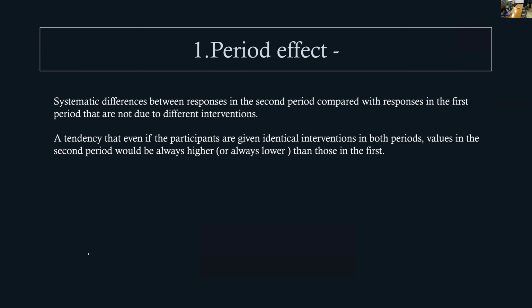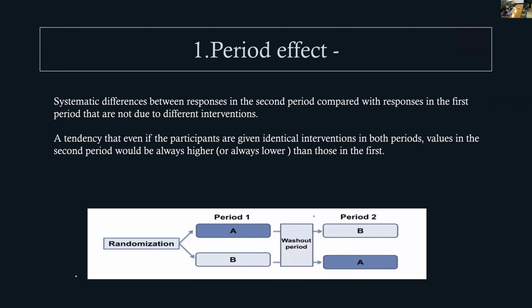So what is period effect? The period effect is difference in the response in the second period compared to the response in the first period. For example, even if the participants are given identical intervention, the values in the other period is either more or less. An example, suppose this is randomized into A and B, and other is B and A. There are 2 periods, and if we assume these are exactly equal, identical intervention, but your effect in the A period 1 compared to period B, suppose the period B is lesser, then when you measure, this will be biased against A in the period B, and it will show biased against B in period A.